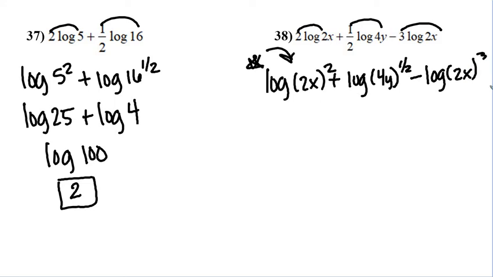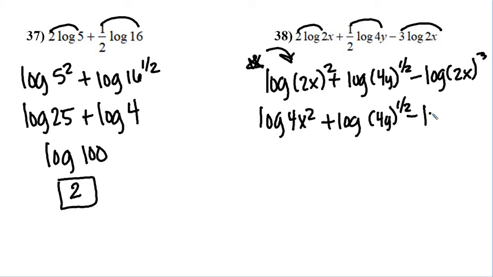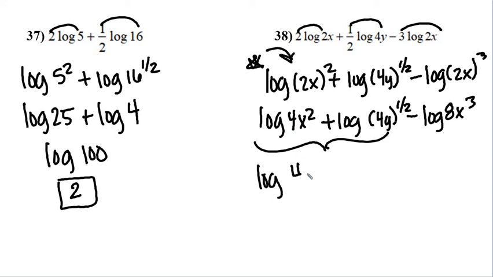Okay, so before I started putting this together, I would likely try and simplify. So I have log of 4x squared plus log of 4y to the 1/2 minus log 2 cubed is 8x cubed. Okay, so a math sentence we read left to right, so we're going to do it in order from left to right. So the first thing I'm going to do is product rule. So I have log of 4x squared times the square root of 4y. There's nothing I can do with those two things.